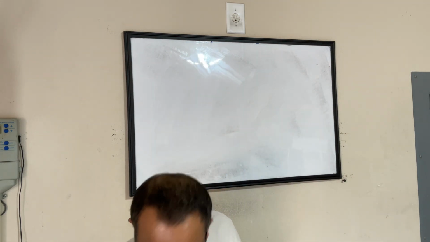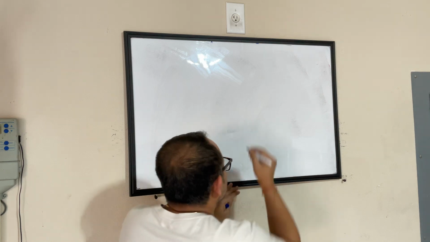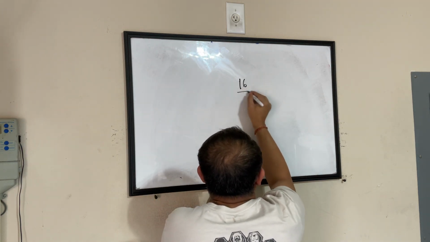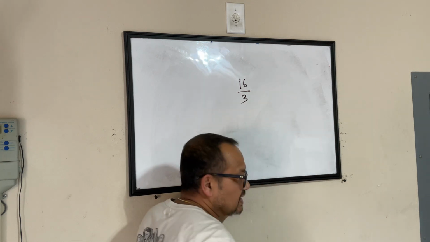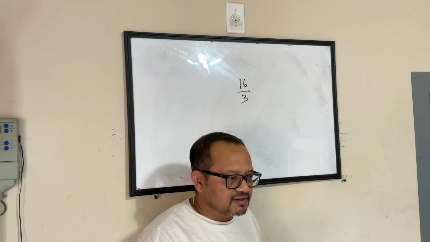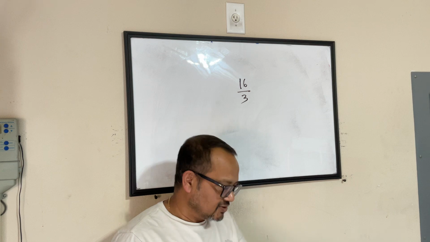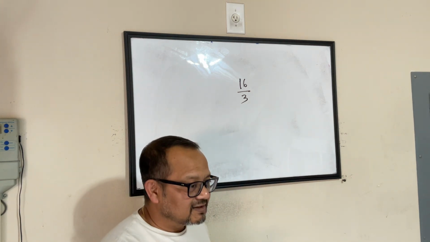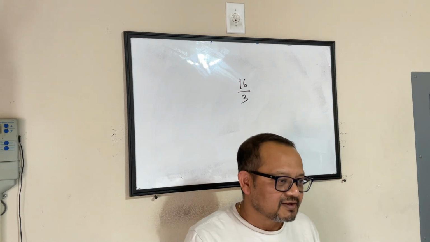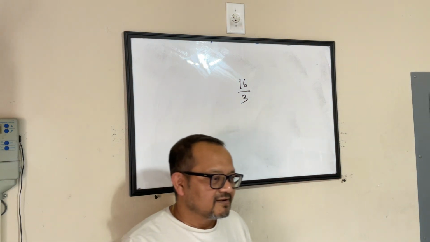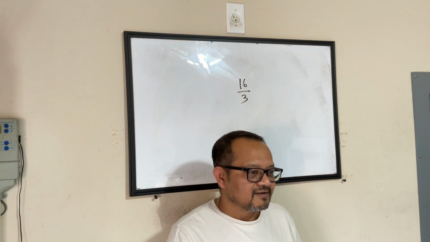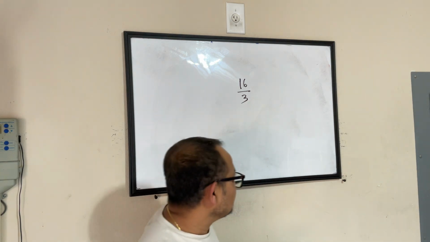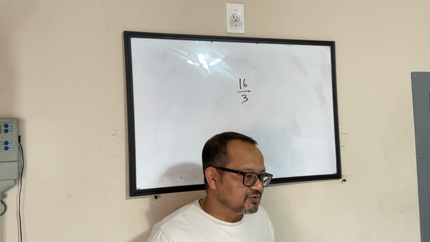So one more problem and then we'll see. If I say find out 16 by 3, who can convert this into a mixed number very quickly? Very quickly. Do it. Yes, Sunny. 5 and 1/3. 5 and 1/3.